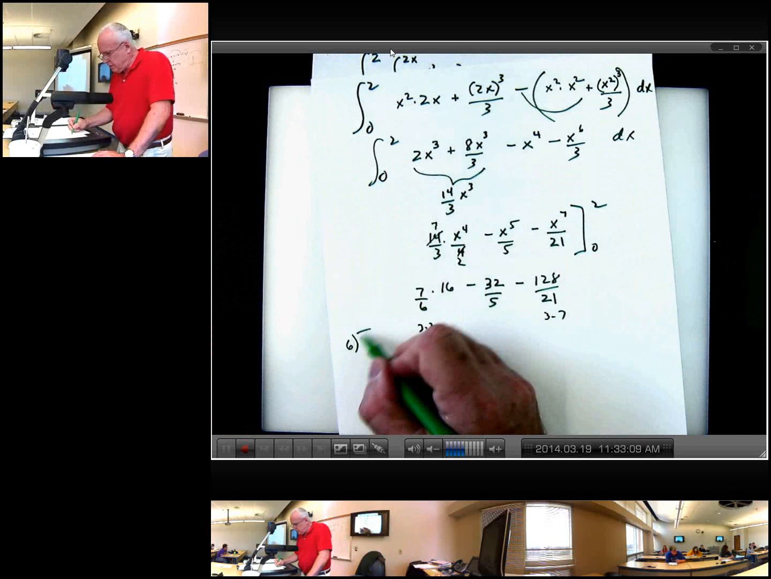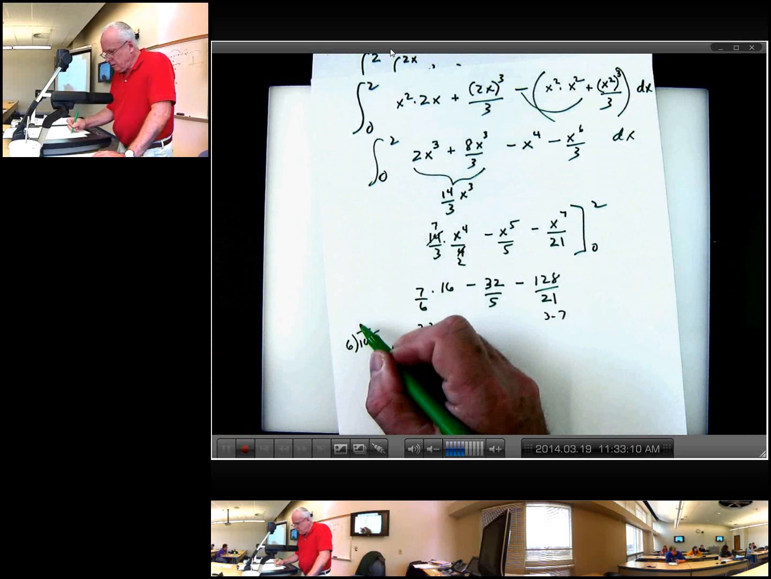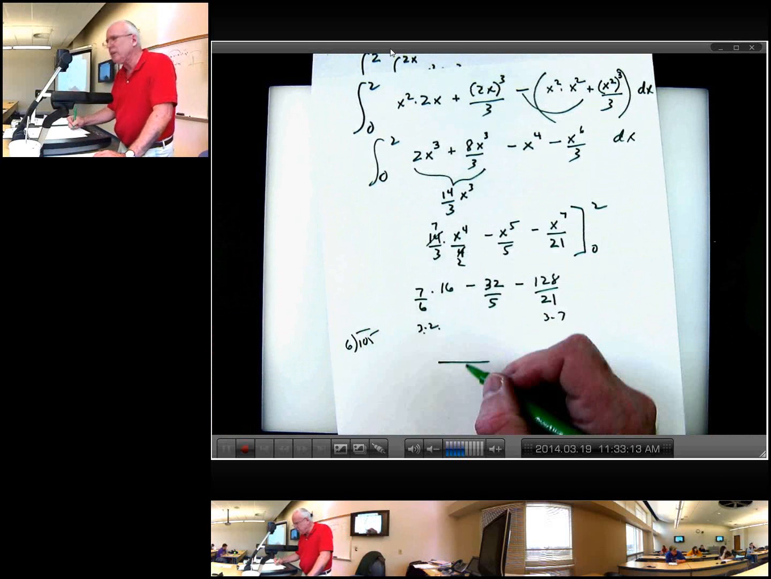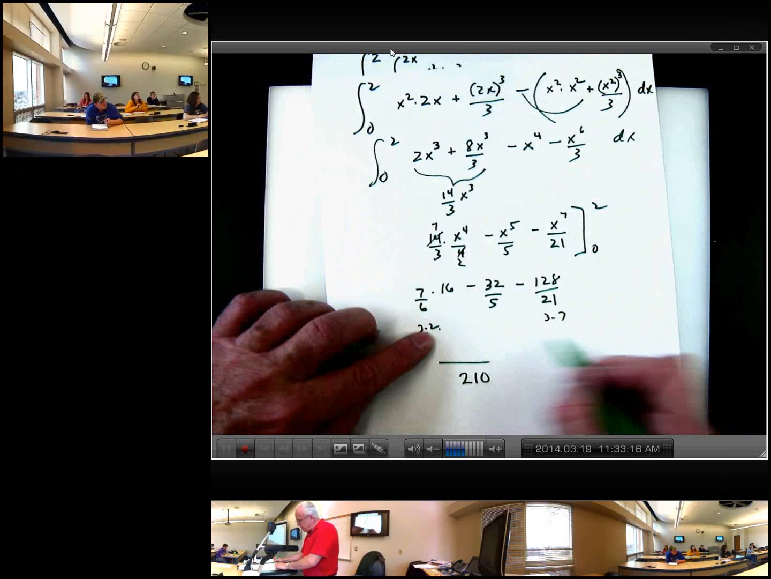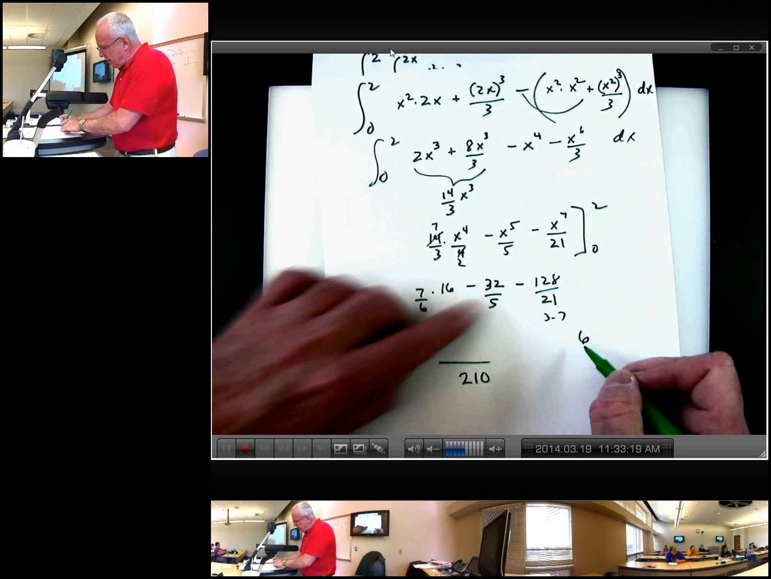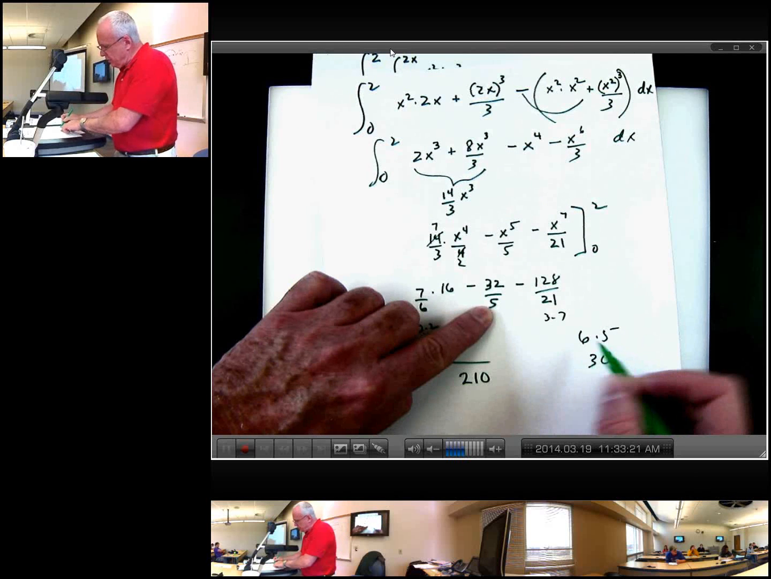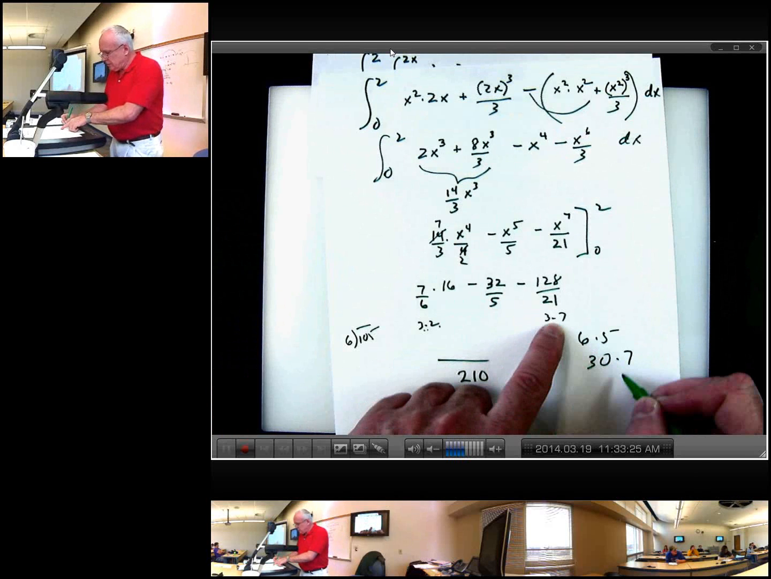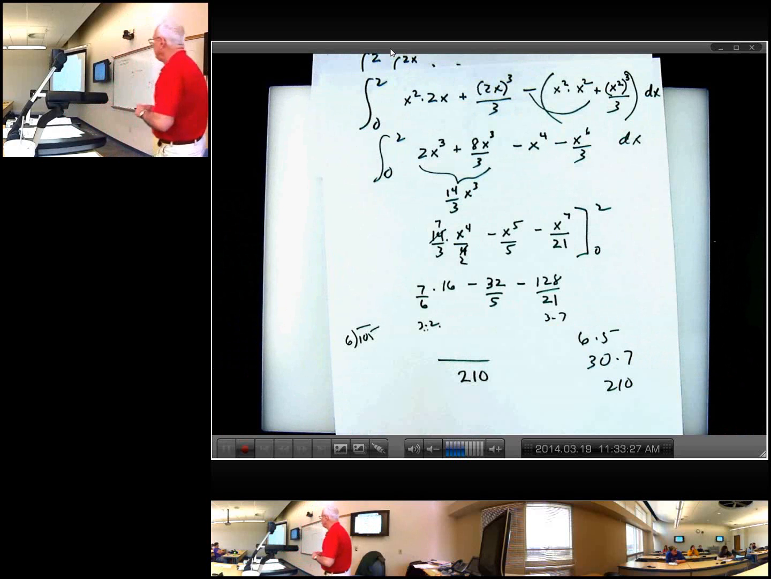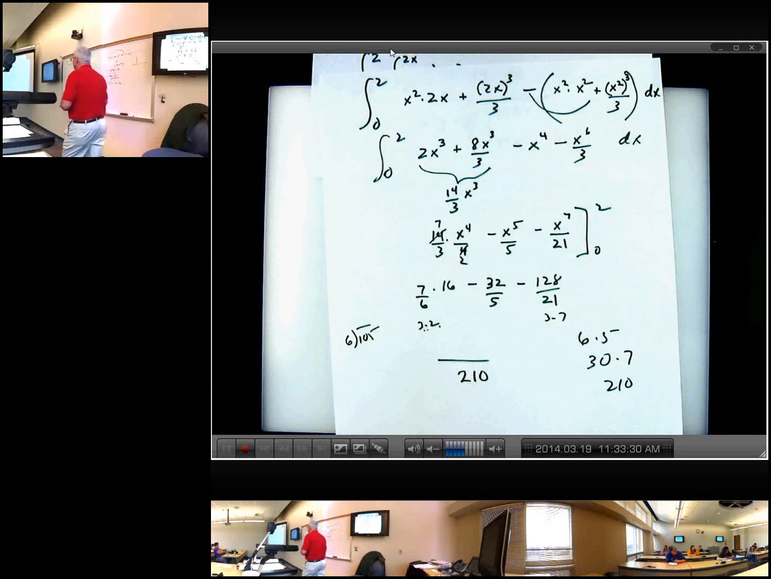Does 6 divide into 105? No, it doesn't. I think it is 210, isn't it? Yeah, because we have 3 times 2, that's 6. I have to have a 5 there, that's 30. I've already got the 3, but I have to have a 7, so it is 210, actually, for those common denominators.